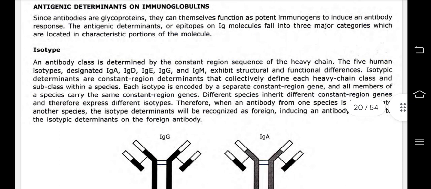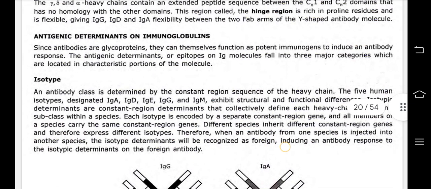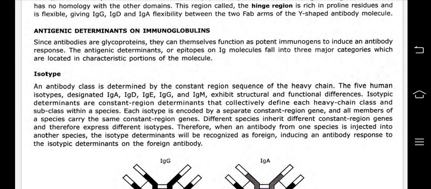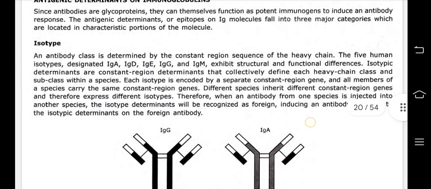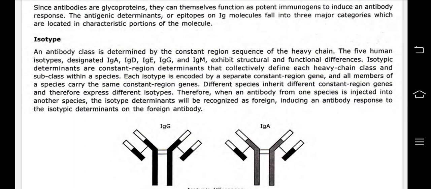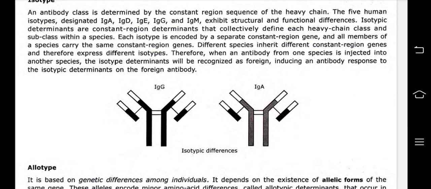So, antigenic determinants on immunoglobulins. Since antibodies are glycoproteins, they can themselves function as potent immunogens to induce an antibody response. An antigenic determinant or epitope on an Ig molecule falls into 3 major categories, which are located in characteristic portions of the molecule. So, isotype and antibody class is determined by the constant region sequence of the heavy chain. The 5 human isotypes designated IgA, IgD, IgE, IgG, and IgM exhibit structural and functional differences.